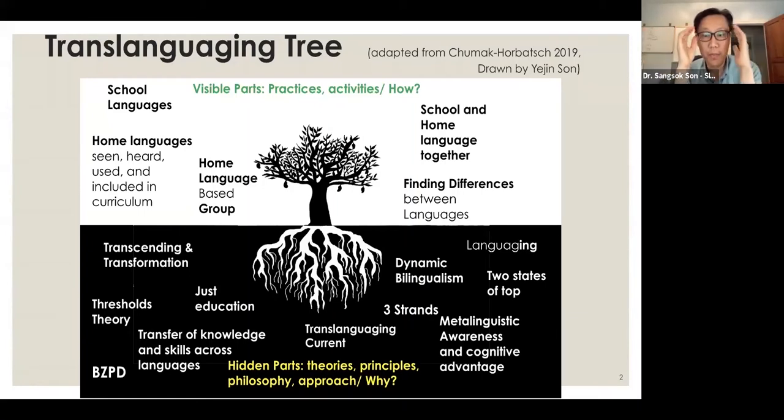So let me spend some time to talk about the philosophy, the approach, the theory of translanguaging before we get into some strategies and activities, okay?